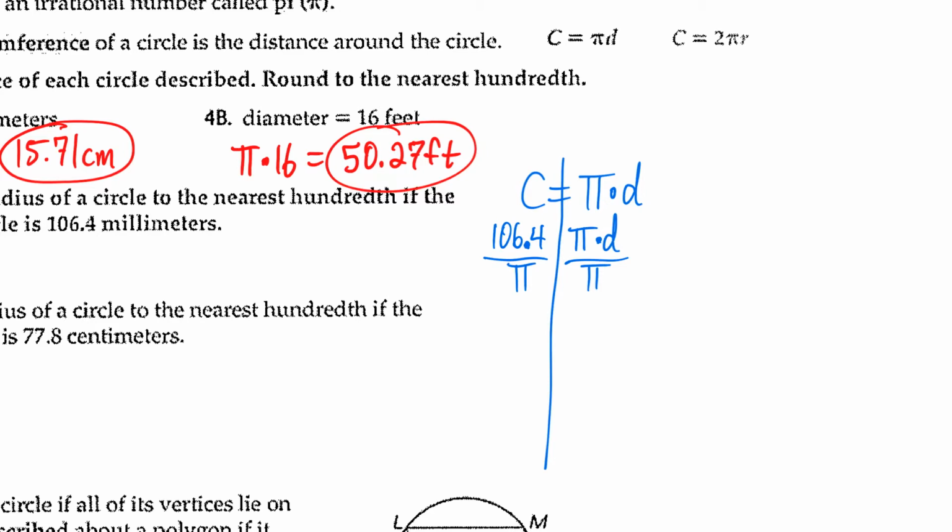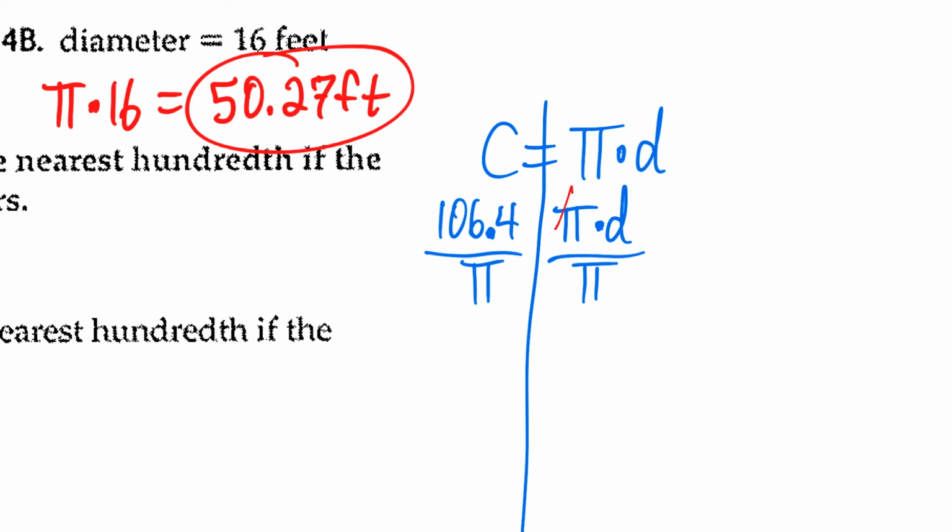When I divide by pi, what's pi divided by pi? 1. So 1d, same thing as just d, the diameter. And 106.4 divided by pi is 33.87.